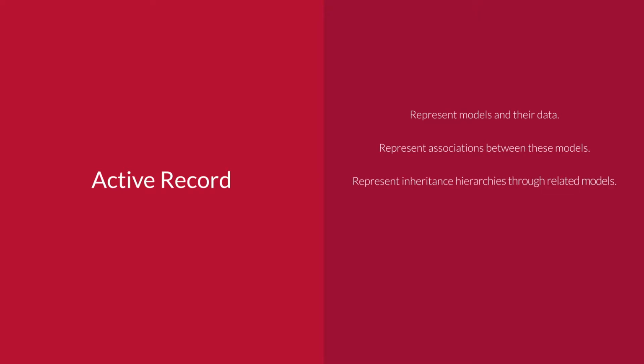In summary, Active Record gives us the ability to represent models and their data, represent associations between these models, represent inheritance hierarchies through related models, validate models before they get persisted to the database, and perform database operations in an object-oriented manner. It's very easy to create Active Record models.